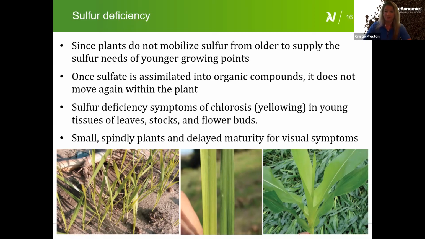Now, if the whole plant, say, is sulfur deficient, they just might be small, spindly plants and potentially could be delayed in maturity.